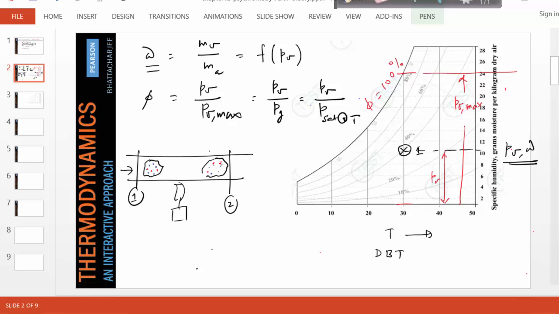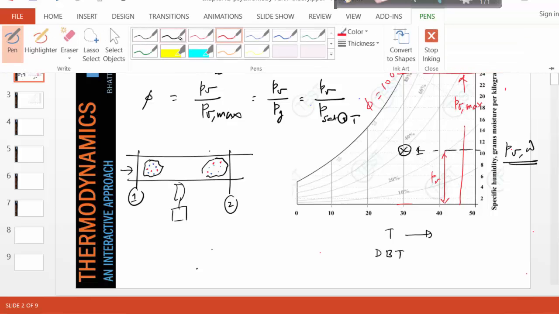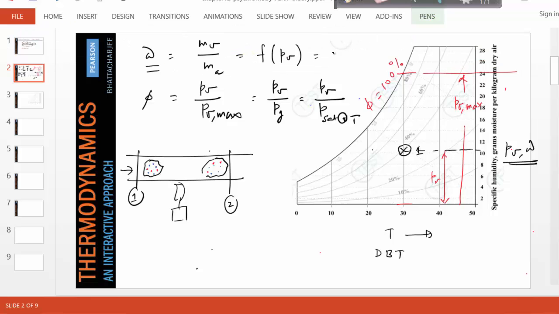So the omega hasn't changed. Another way to look at it is that omega is also m dot v by m dot a, right? In every second how much vapor is going in, every second how much air is going in, the ratio is omega. So that's omega 1 here and omega 2 here. The question is, are omega 1 and omega 2 any different? The answer is an absolute no.